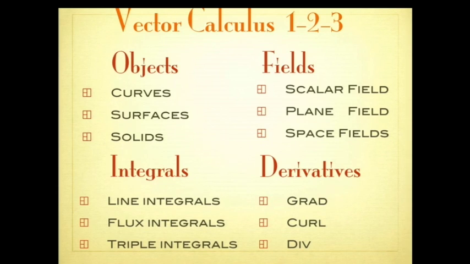We have curves, surfaces, and solids. So curves are 1-dimensional, surfaces are 2-dimensional, solids are 3-dimensional. Fields, you have scalar fields, and then we have vector fields in the plane or vector fields in space. But we have derivatives. We have the gradient, the curl, and the divergence, these 3 derivatives. And they are paired with integrals: line integrals, flux integrals, and triple integrals. So each of these pairings will produce a theorem. This will be the fundamental theorem of line integrals. This is the Stokes theorem, and this is the divergence theorem. And in 2 dimensions, we have just 2 theorems.